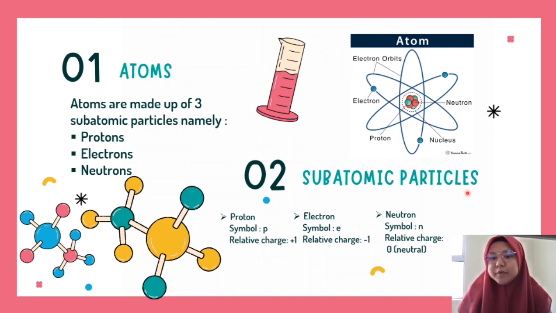So, subatomic particles. We have the proton. Its symbol is p. Its relative charge is +1. Next, the electron. Its symbol is e. Its relative charge is -1. Then we have the neutron. Its symbol is n. Its relative charge is 0, which is neutral.